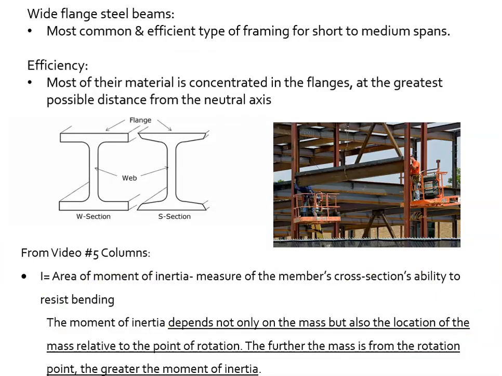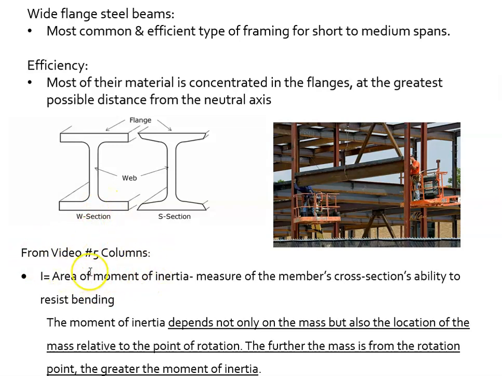Okay, this is a very important comparison between beams and trusses. All right, so wide flange steel beams, most common efficient type of framing for short to medium spans. Most of their material is concentrated in the flanges at the greatest distance from the neutral axis. We've talked about the neutral axis some, and it's saying that the neutral axis is down here in the middle, and they push as much material as possible away from it for greater stability, and it ends up down in the flanges. Okay.